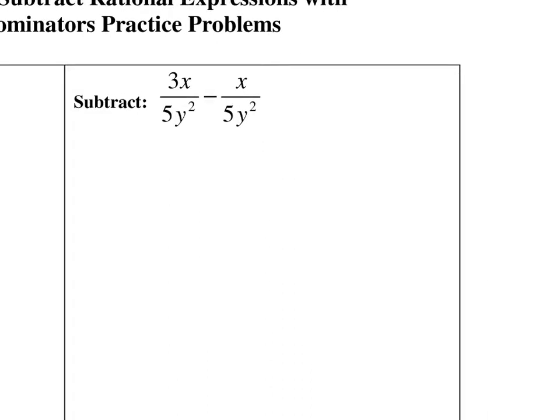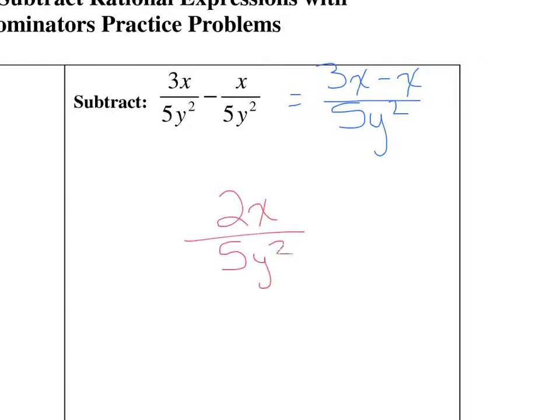This is subtract, and again, we have to have the same denominator. We already do, so the denominator here is going to be the same, and we will just subtract the numerator, so 3x minus x. Now, this is where you have to be careful, because these two terms are like terms. So after you lay out the subtraction, you have to combine like terms. So 3x minus x is 2x. So this will be 2x over 5y squared.